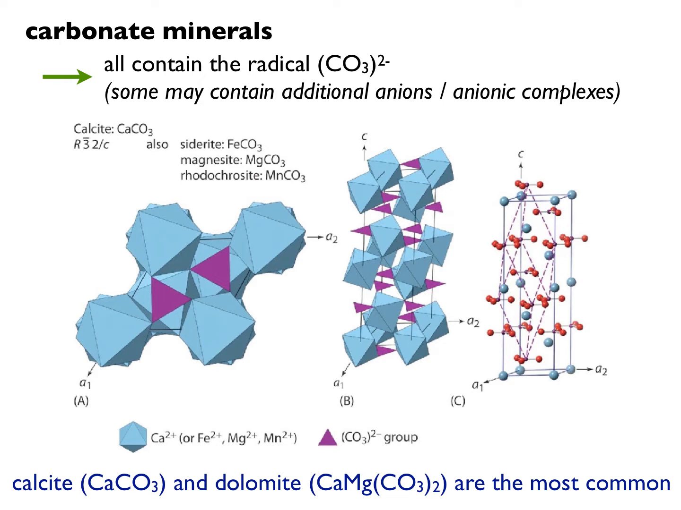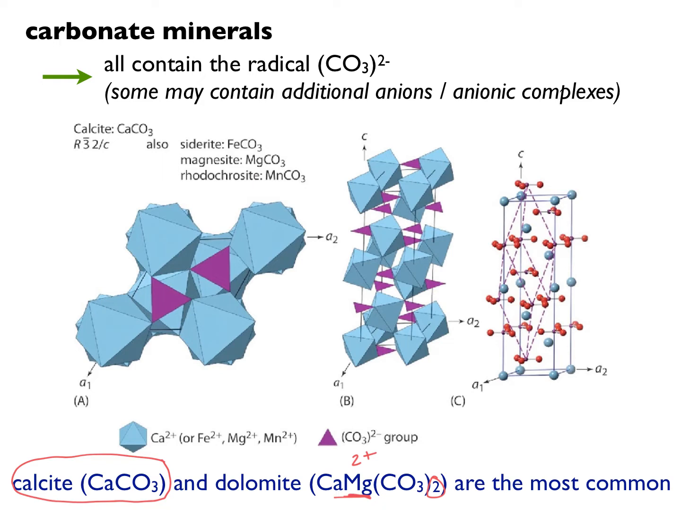We looked at carbonates in lab this week, and you'll recall that they all contain the CO3 2- radical. Some may contain additional ions or anionic complexes. Far and away the most abundant of all the carbonate minerals is calcite, CaCO3, and right behind it dolomite. Dolomite is simply calcite that also contains magnesium. So because you're adding another ion with a 2+ charge, you've got to bump up the number of carbonate radicals necessary to balance the charge. So you've got to have 2 CO3s in the formula of dolomite.